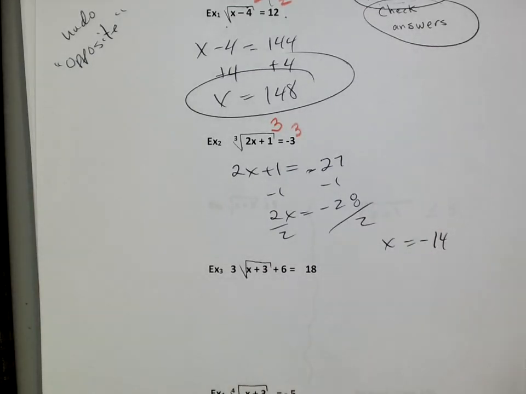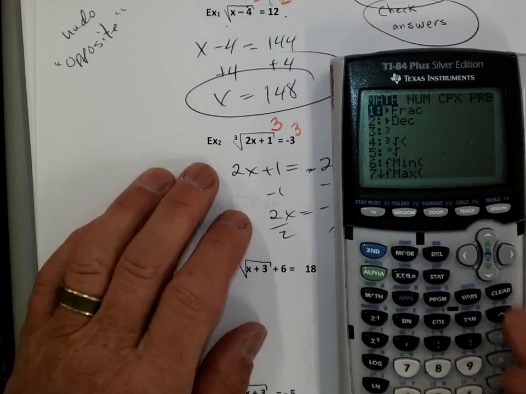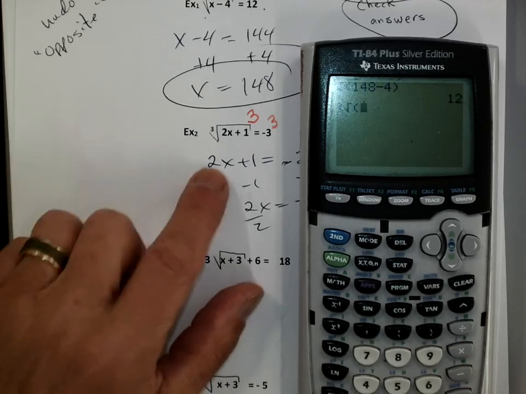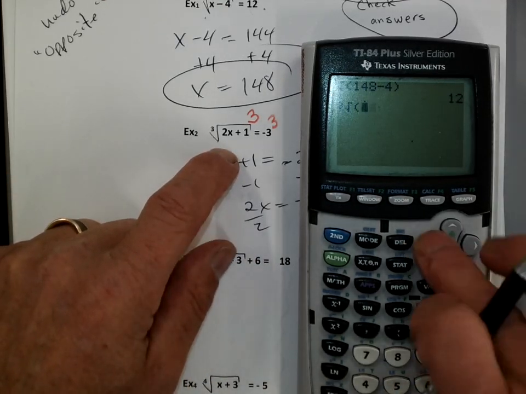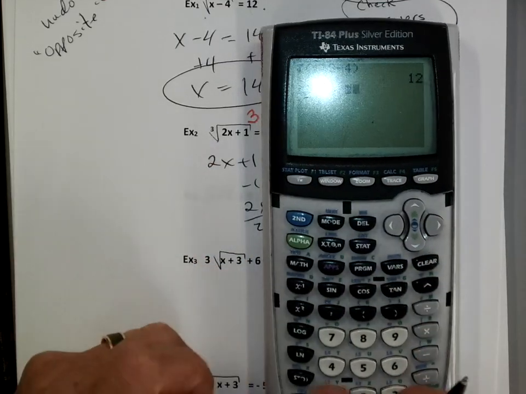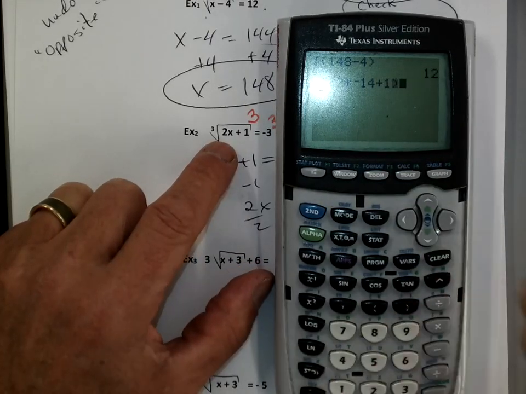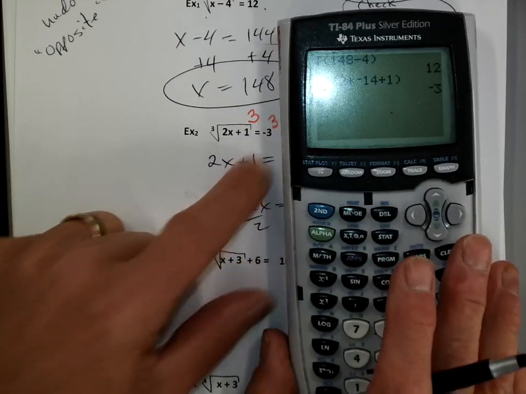You don't normally need to check cube roots, but I'll show you how it works anyway. So if I go to my math button, I'm going to check it anyway, just so you guys can see how it works. Cube root of 2 times negative 14 plus 1, close parentheses, what does it equal? Negative 3. And that's true. It does equal negative 3, so we have the right value.